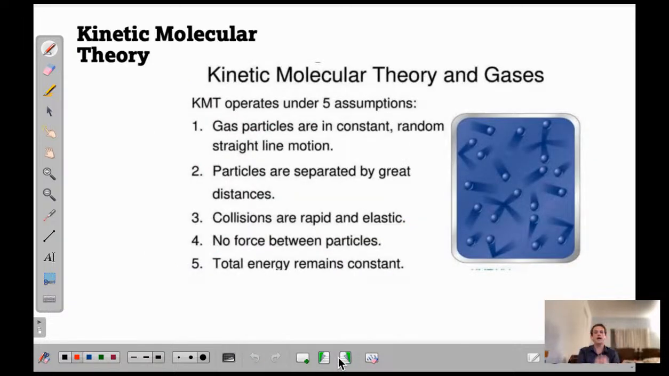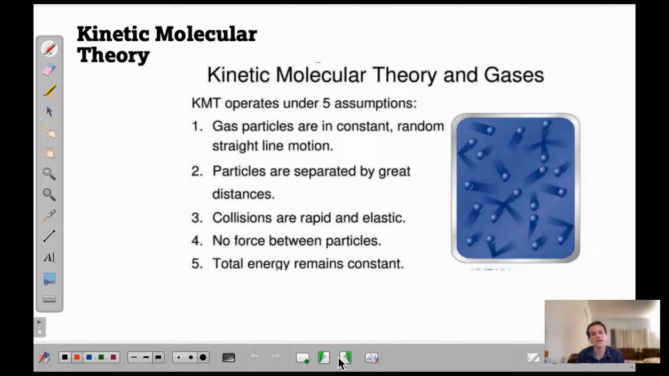Okay, moving on. We are at kinetic molecular theory. So KMT, what is it? Before we can know how to use it and what it is connected to, we want to know what it is. There are some different versions out there. I think this one's pretty thorough in terms of these 5 assumptions, which is that gas particles are in constant, random, straight line motion. Particles are separated by very great distances.